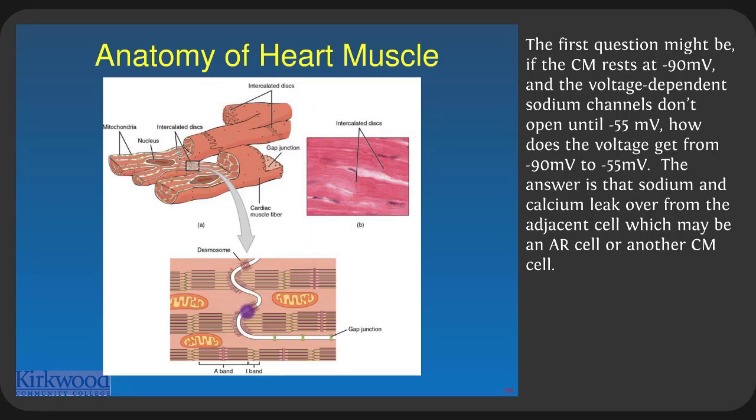In cardiac muscle, the answer is that sodium and calcium leak over from adjacent cells, which may be an AR cell or another cardiac muscle cell. So if this cell over here is undergoing an action potential and sodium and calcium are coming into this cell, they will leak over through gap junctions between the cardiac cells, and now this cell will be activated by the calcium and sodium that leaked over and are depolarizing this cell.